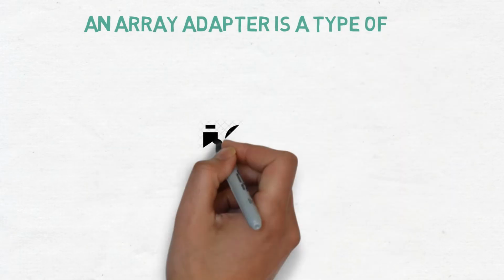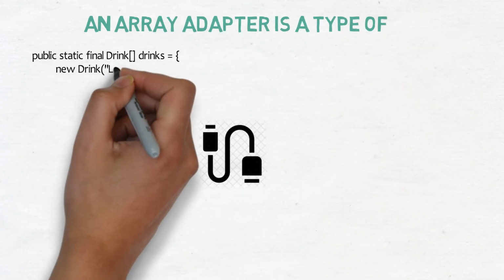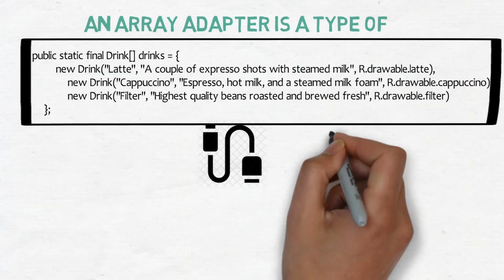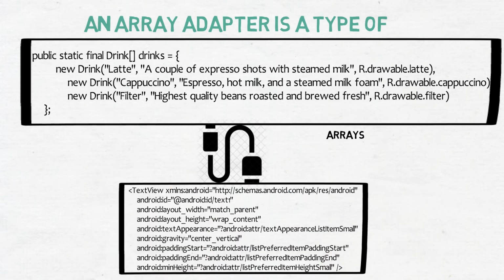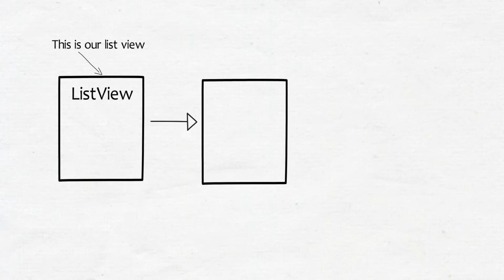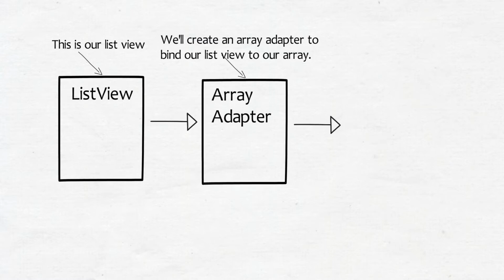An ArrayAdapter is a type of adapter that's used to bind arrays to views. You can use it with any subclass of the AdapterView class, which means you can use it with both list views and spinners. In our case, we are going to use an ArrayAdapter to display data from the Drink.drinks array in the list view.